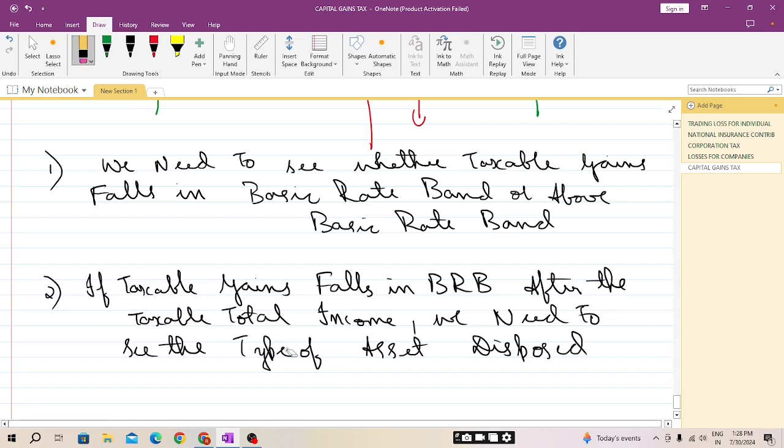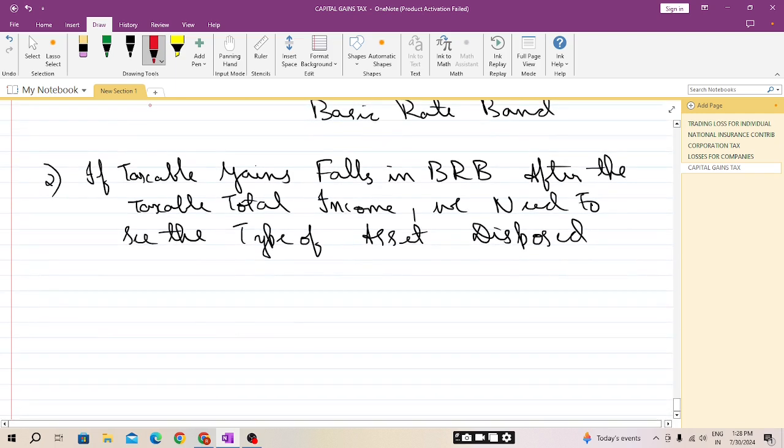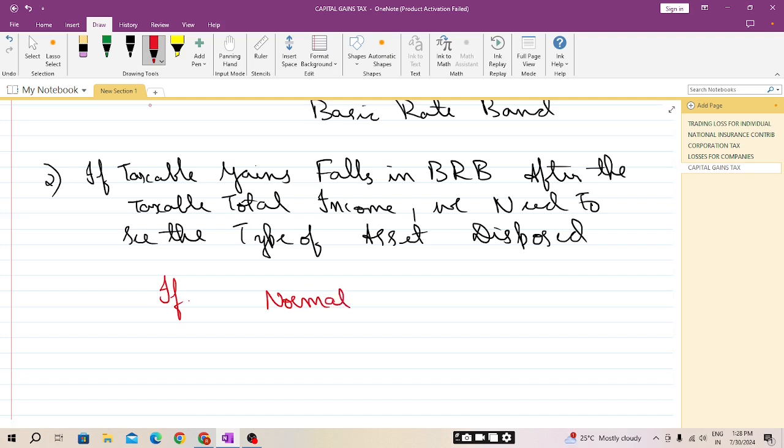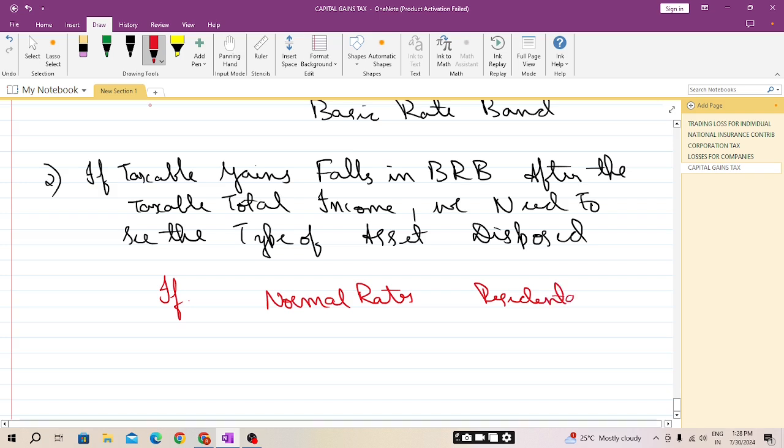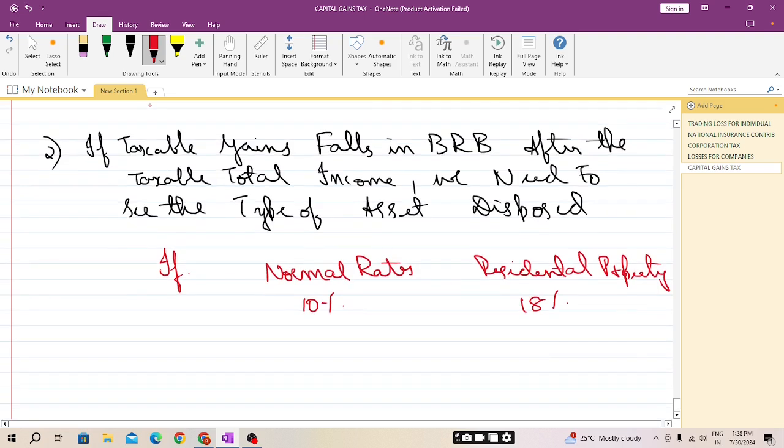Type of asset disposed. If normal asset, normal rates and residential properties. If the type of the asset disposed is normal, the rates will be 10%, and for residential it will be 18%. I hope this is clear. Within the basic rate band.